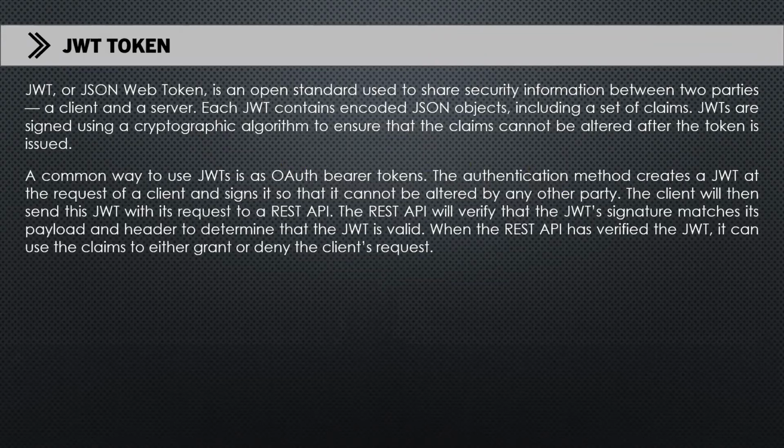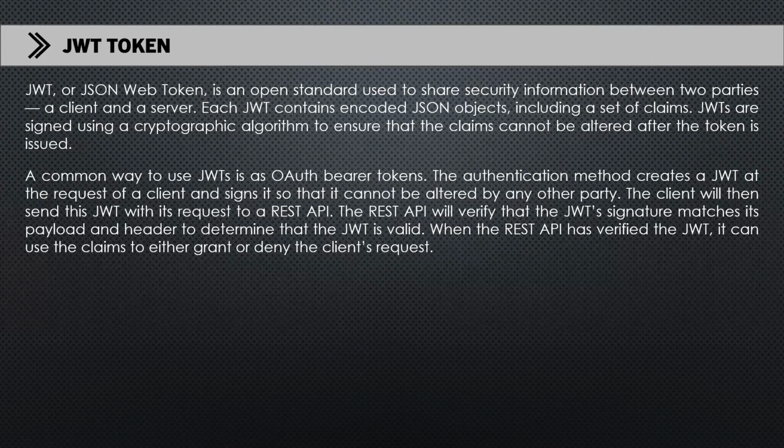It is an open standard used to share security information between two parties, a client and a server. Each JWT contains encoded JSON objects, including a set of claims. JWTs are signed using a cryptographic algorithm to ensure that the claims cannot be altered after the token is issued. A common way to use JWTs is as OAuth bearer tokens. The authentication method creates a JWT at the request of a client and signs it so that it cannot be altered by any other party.